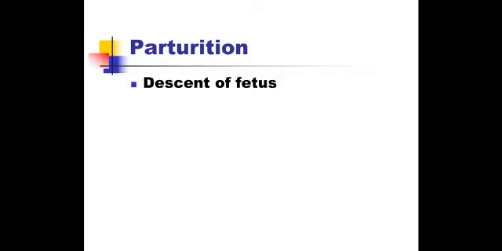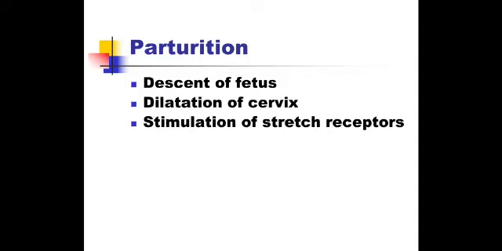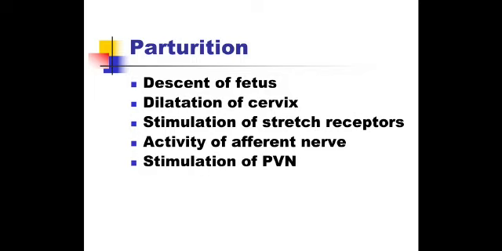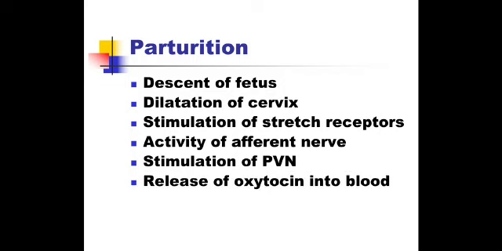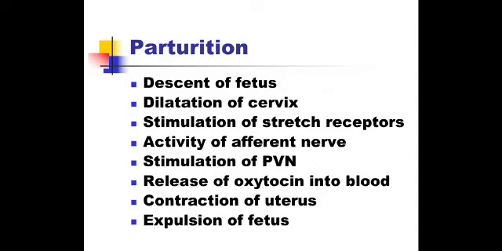Whenever there is a descent of the fetus, there is dilation of the cervix, which results in stretch of the cervix and thereby stimulation of stretch receptors, which increases the activity of the afferent nerve, which in turn stimulates the paraventricular nuclei, thereby releasing oxytocin and causing contraction of the uterus. The more the descent, the more dilatation and the more oxytocin is released, thereby causing expulsion of the fetus. The expulsion of the fetus is called parturition.